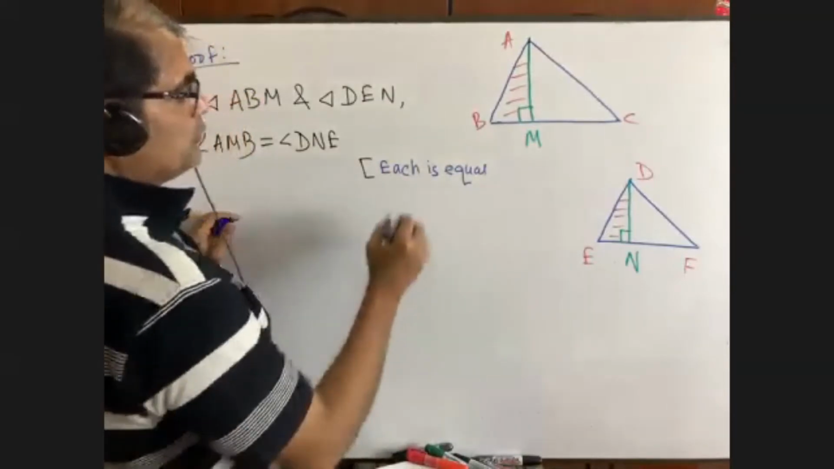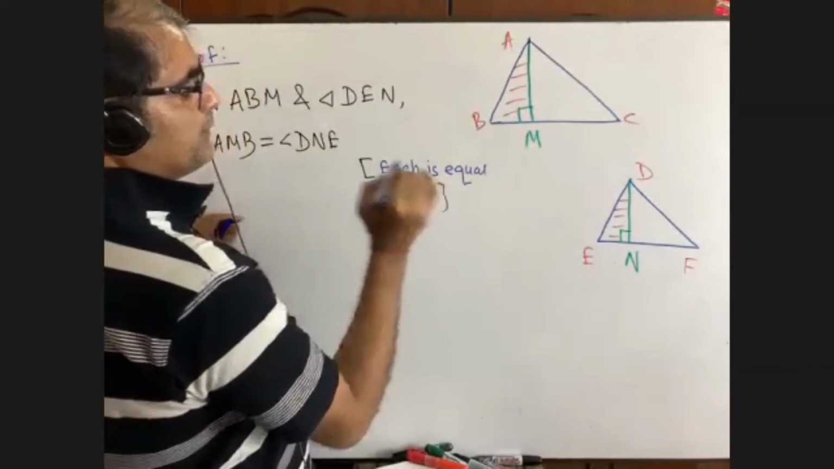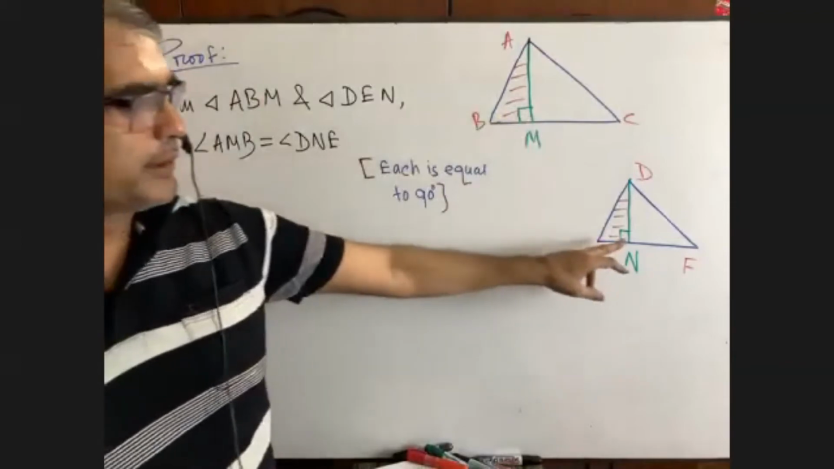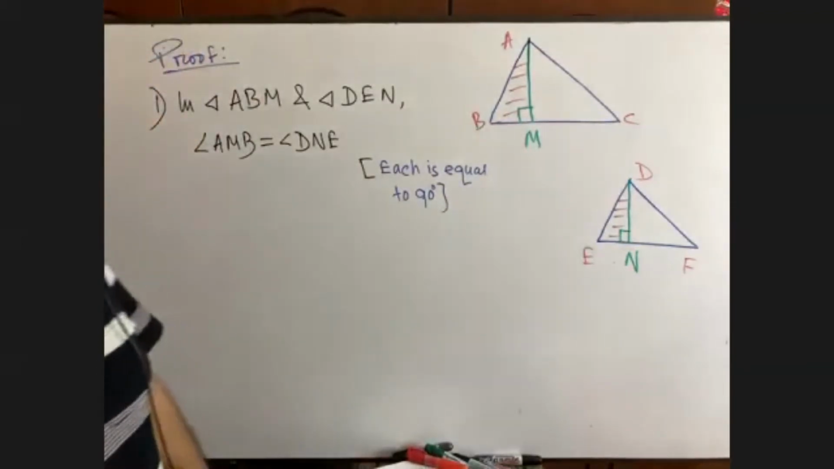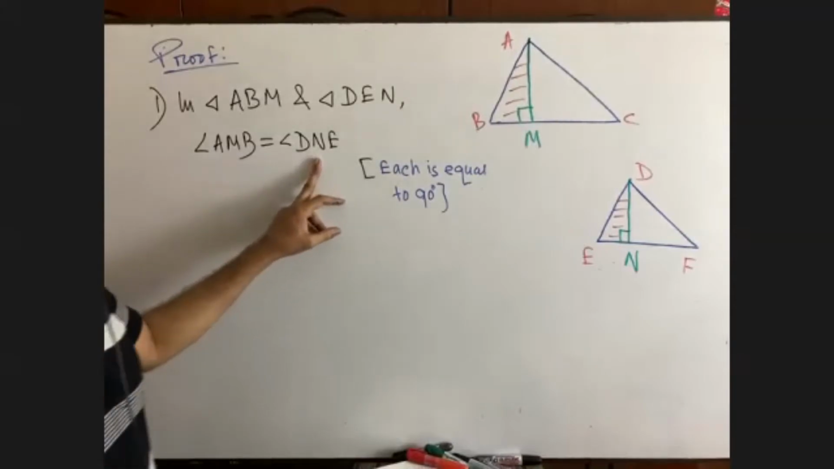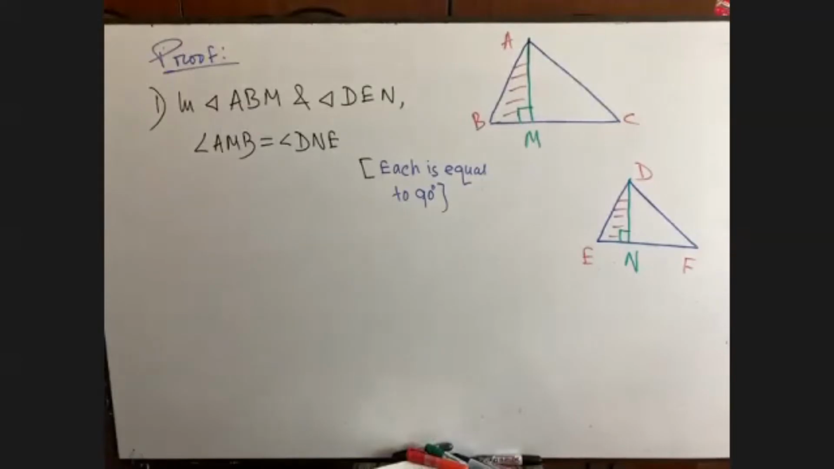This is equal to 90 degrees, being perpendicular. It is 90 degrees, perpendicular. It is perpendicular, so it is 90 degrees. Okay? So its measurement is 90 degrees. It is also 90 degrees. For this, they are equal. Okay? Who can tell me what else are equal here?